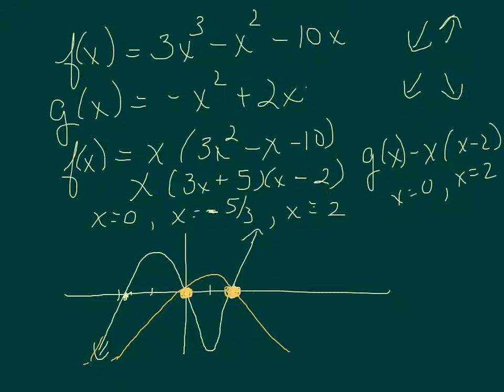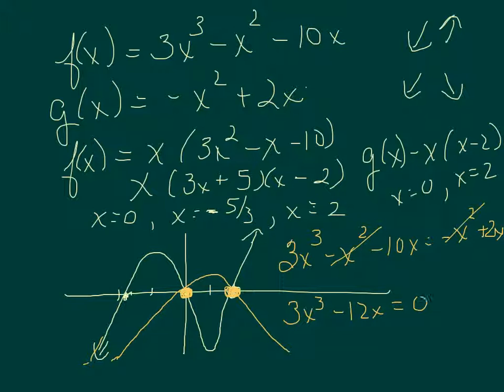How do I get that third intersection point? Set them equal to each other. So 3x cubed minus x squared minus 10x equals negative x squared plus 2x. Well, those cancel, and we'll have 3x cubed minus 12x. So factor out a 3x, and we get x squared minus 4. We get x is 0, and x equals plus or minus 2.